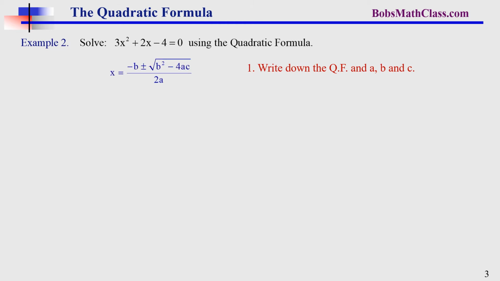So negative b plus and minus the square root of b squared minus 4ac all over 2a. Again, keep writing it down. It'll help you to memorize it. Write down what a, b, and c are. A is 3, b is 2, c is negative 4. Now we're going to substitute those into the quadratic formula. So wherever we see an a, replace it with 3, b, replace it with 2, c, replace it with negative 4.